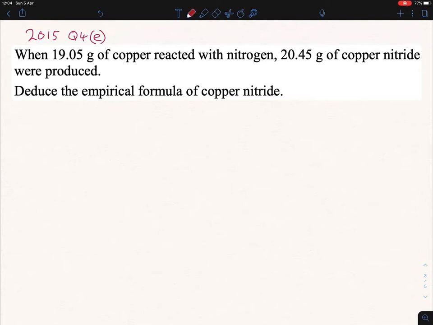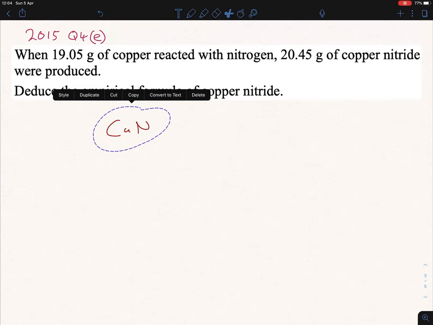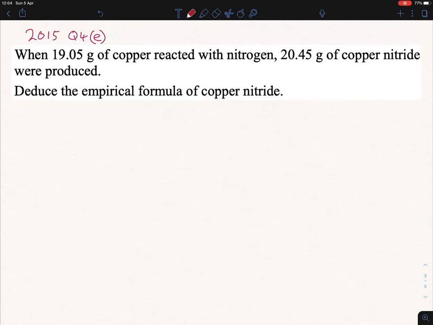Okay, so if we're dealing with that, that's going to be CuN. We must figure out how many moles of copper and how many moles of nitrogen are present. So let's have a look at that now. We'll delete that and we'll start off with copper.